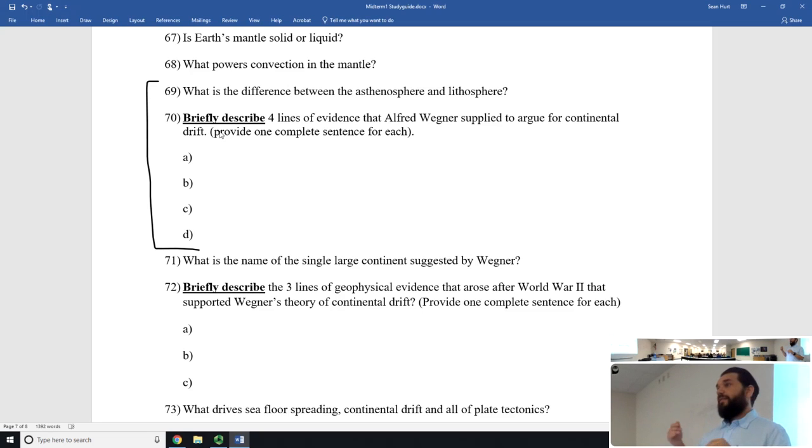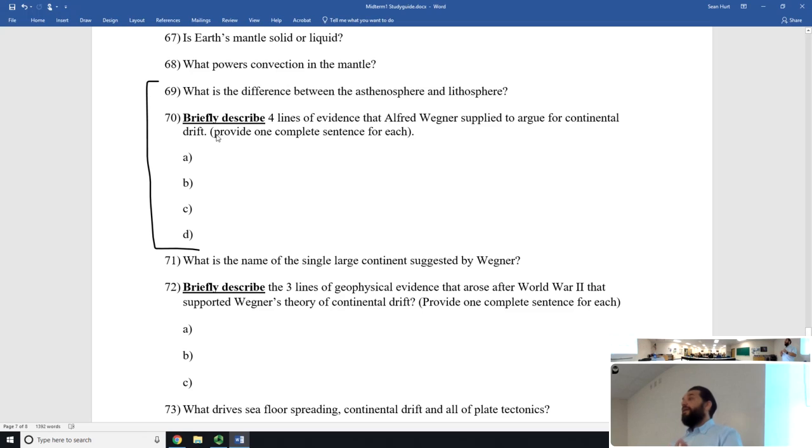Glaciation. We find that the directional indicators left by glaciers, like striations and things like that, all match up if you put the continents back together. Another one is matching coastlines. That one's the most obvious. You can put the continents back together like a jigsaw puzzle, and they mostly match up, especially South America and Africa.